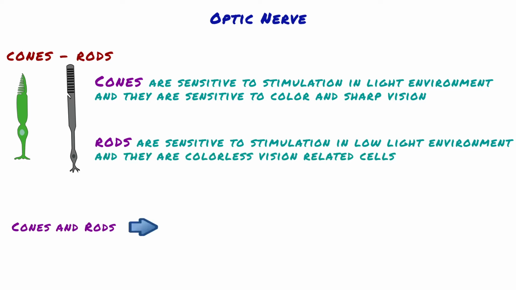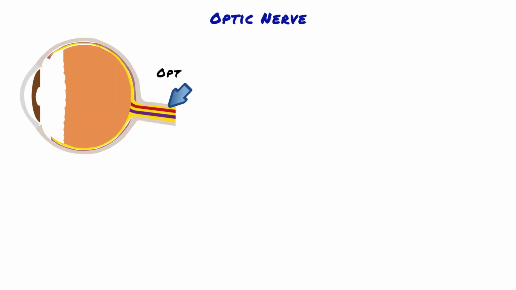These cells transmit the impulses they receive to the bipolar neurons in the retina, and the bipolar neurons transmit to the ganglion cells. The axons of ganglion cells run parallel to the retinal surface and merge at the optic nerve disc to form the optic nerve.